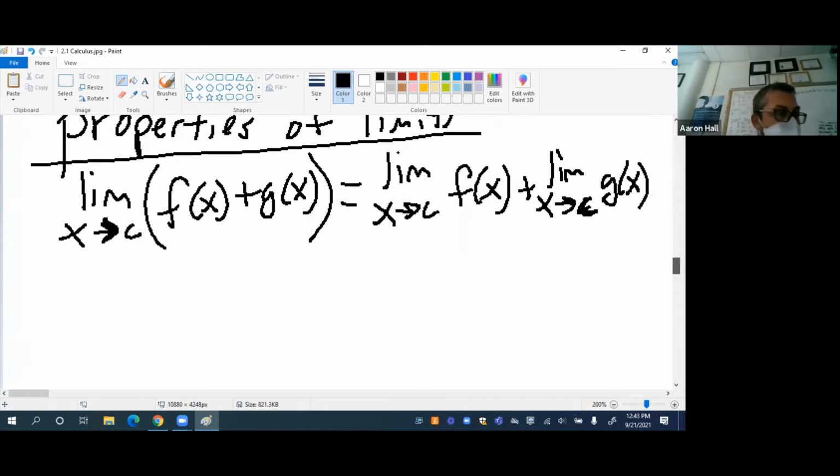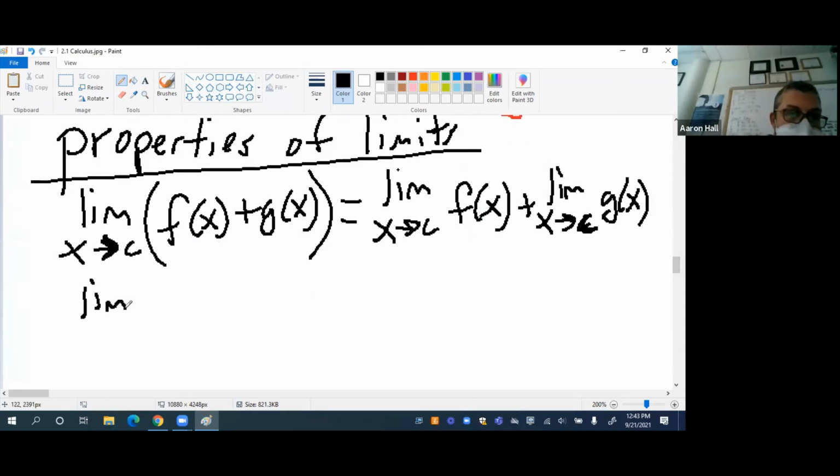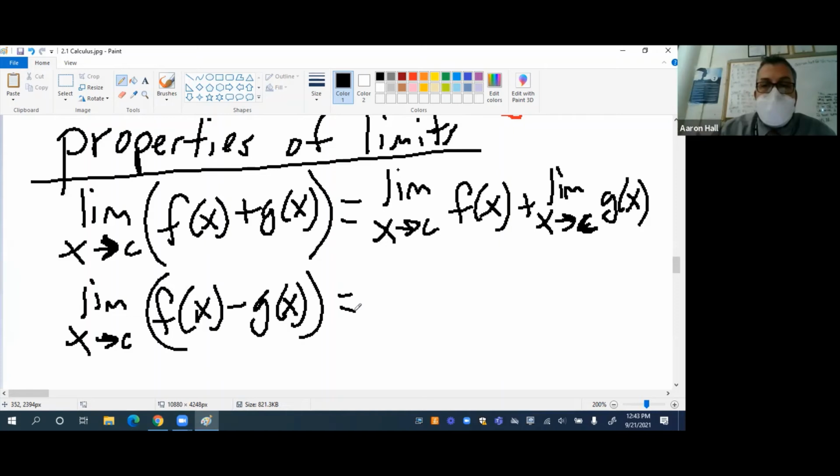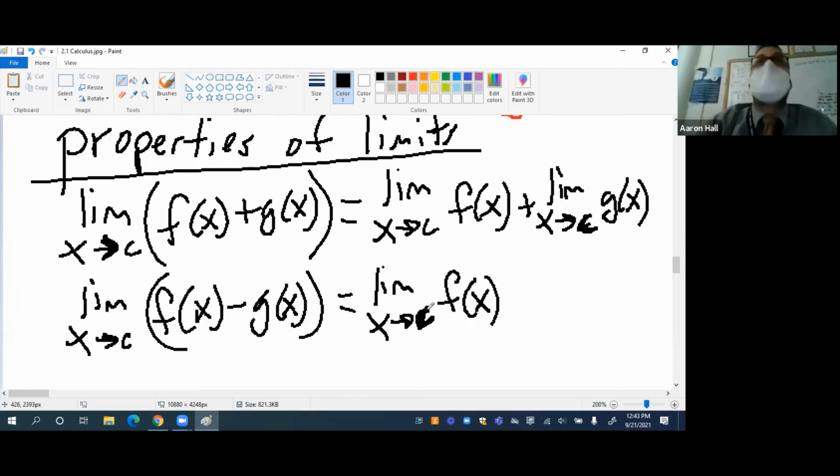Okay, next one. If I have the limit as x approaches c of f of x minus g of x, if these are intuitive, what should this be? The limit of f of x minus the limit of g of x. The difference rule. Do you guys have that memorized? Where did you learn that? The videos? Cool.